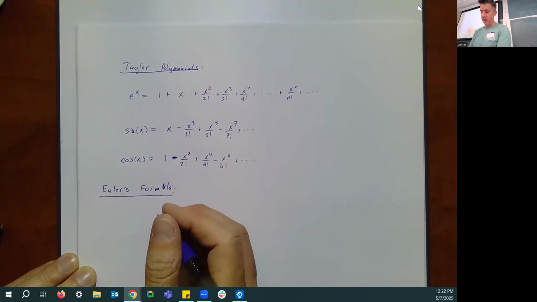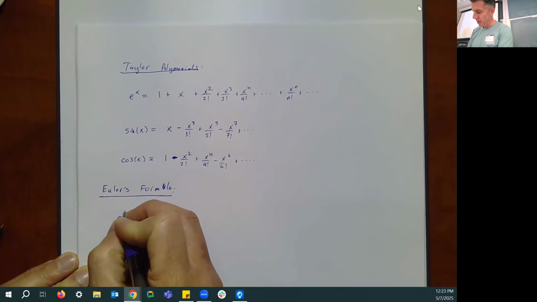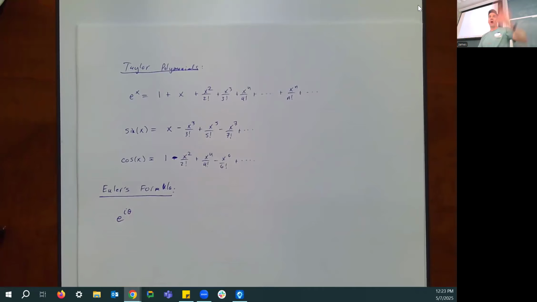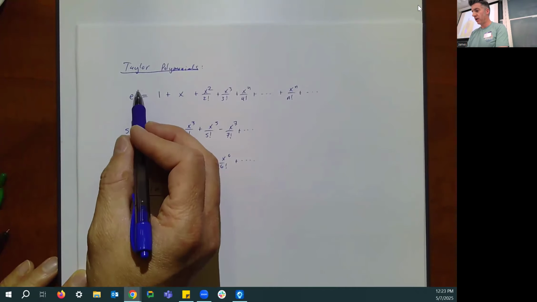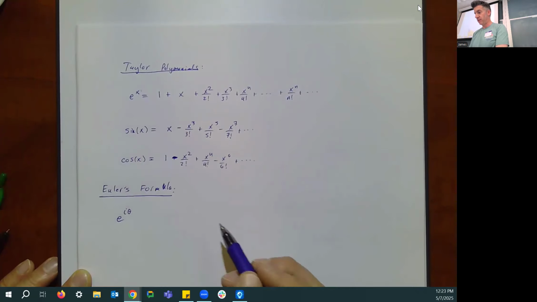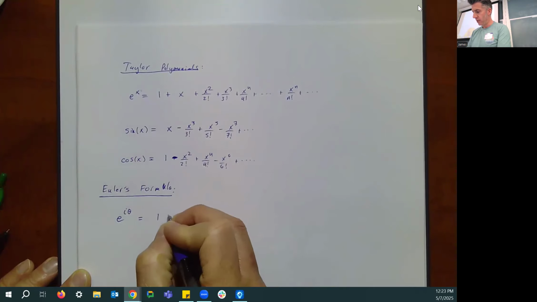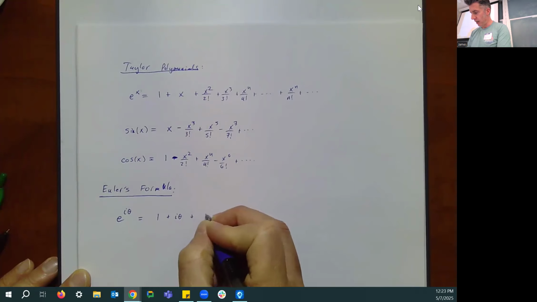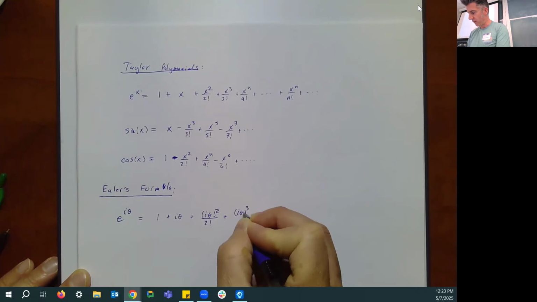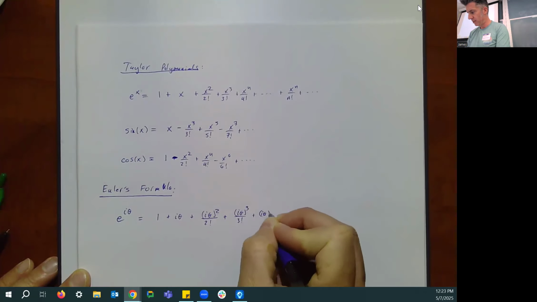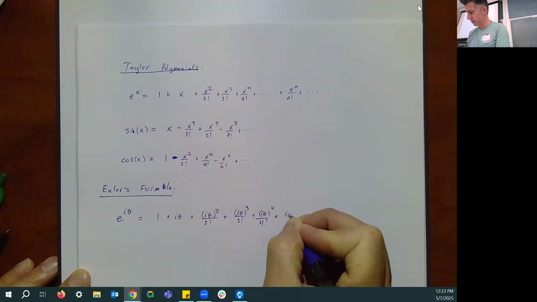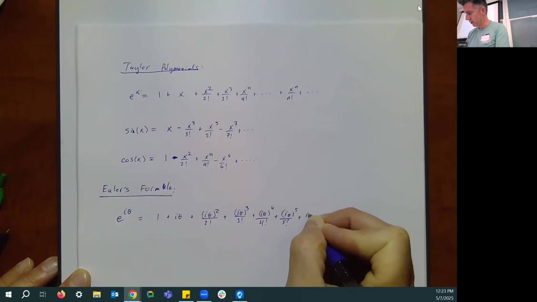So here's what we're going to say. We're going to say that e to the i times theta, where i is just the i we've been talking about, the square root of -1, and theta is some angle, some new number, really. So I'm just going to replace the x here in e to the x with i times theta. This is going to look like 1 plus i times theta plus i times theta quantity squared over 2 factorial plus i theta cubed over 3 factorial, and so on. I'm going to write out a few terms here. Okay, that's probably enough terms.